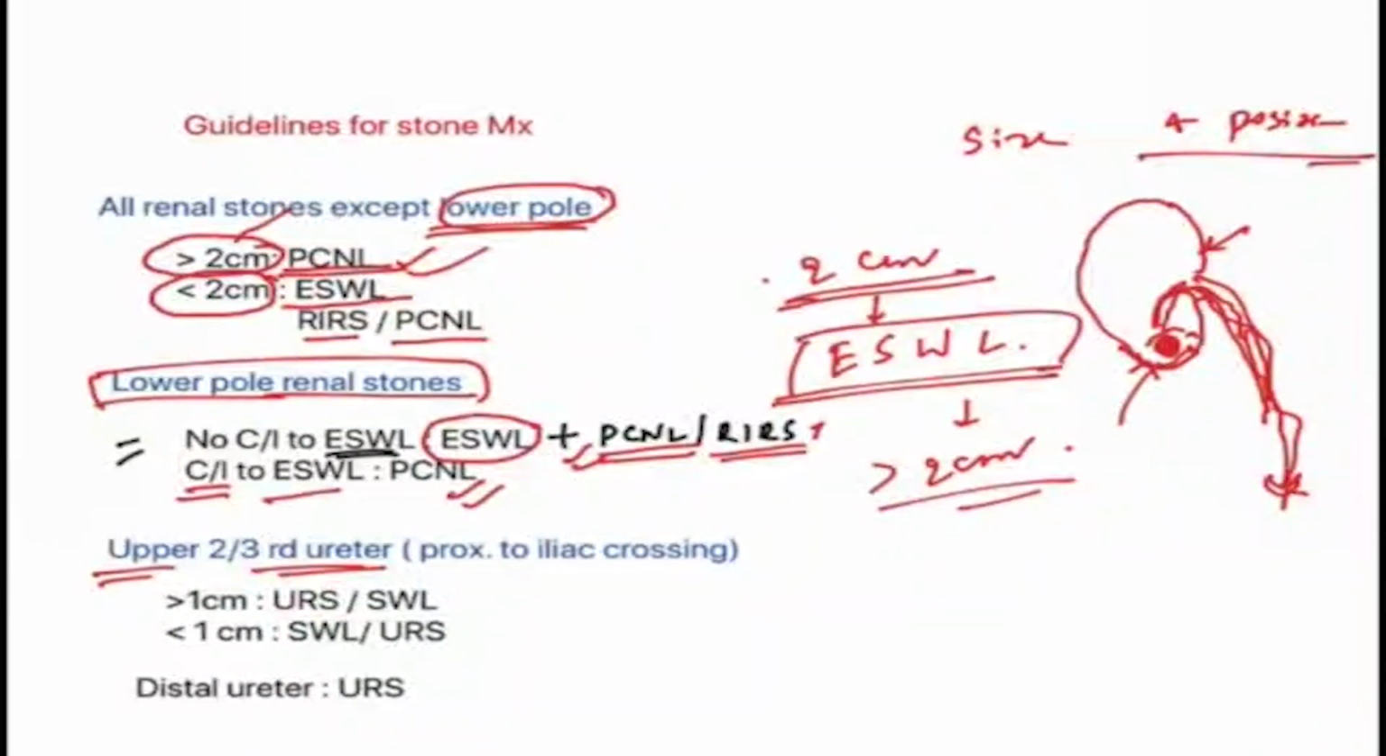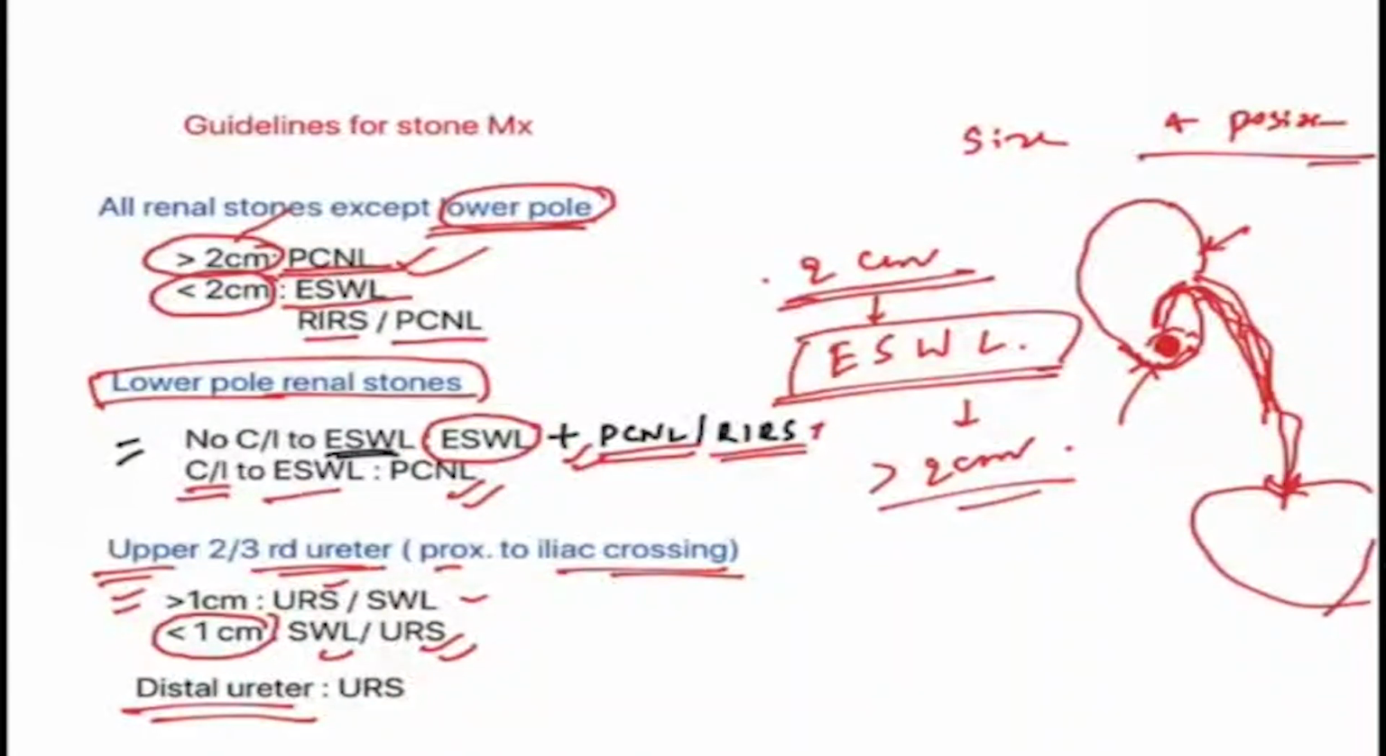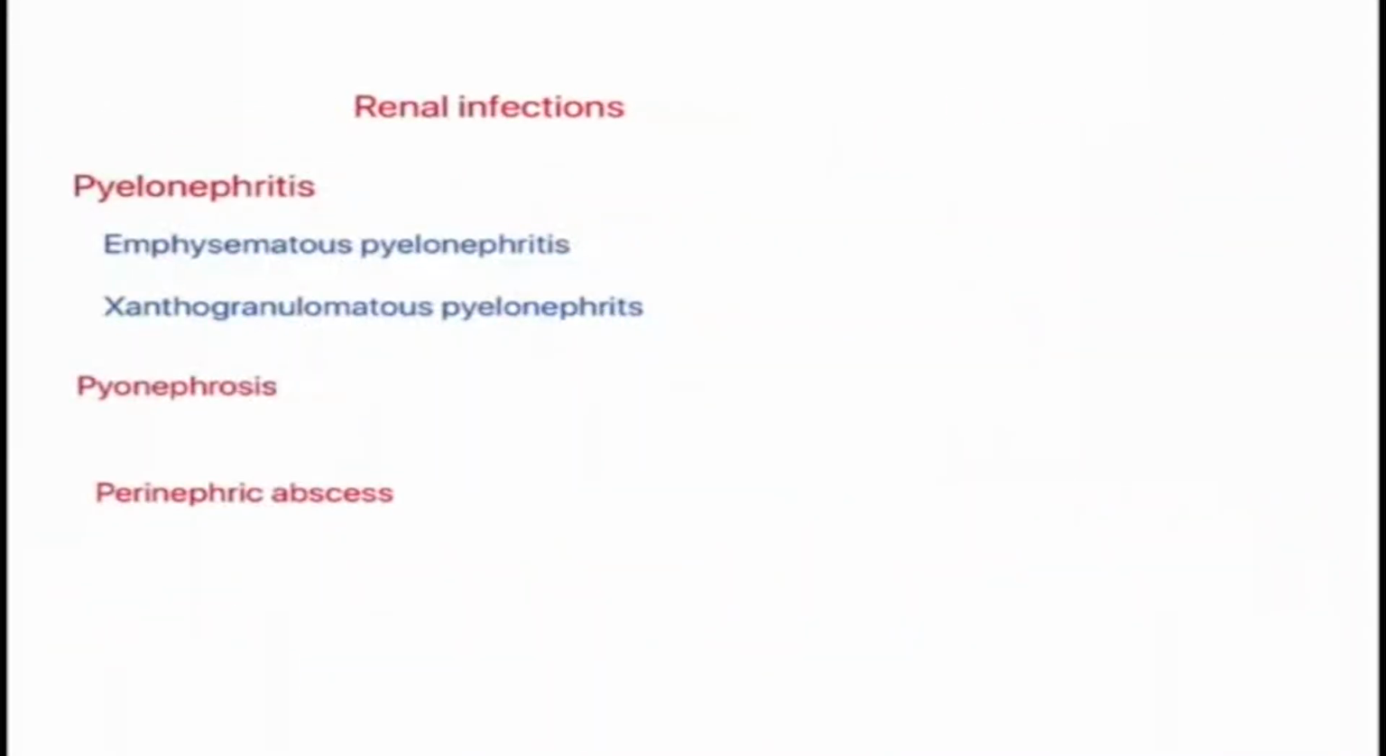For the upper 2/3 ureter, that is proximal to iliac crossing, small stones can be removed with shock wave lithotripsy or ureteroscopy, and large stones are removed by URS and laser lithotripsy. Distal ureter, that is, if this is the bladder and this is the opening of ureter, then for a distal stone, the mostly preferred route is endoscopy. So via endoscopy you can remove these stones.